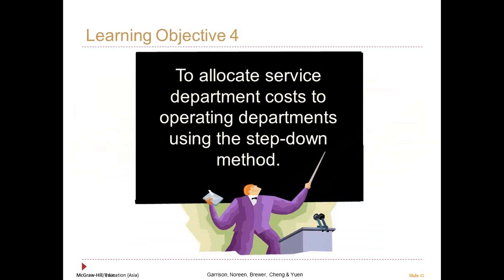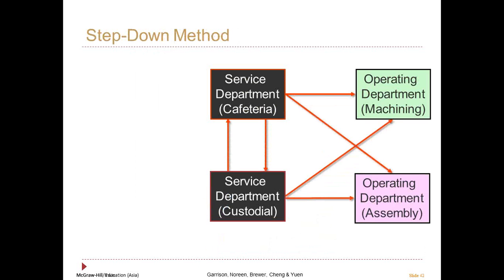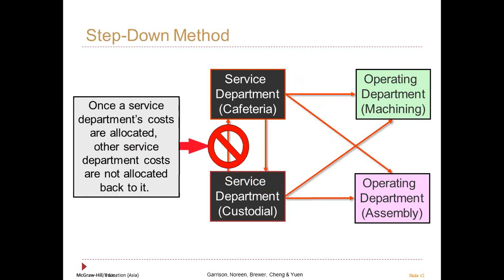Learning objective number 4. To allocate service department costs to operating departments using the step-down method. The step-down method provides for allocation of a service department's costs to other service departments as well as to operating departments. It's a sequential allocation procedure, and the sequence usually begins with the service department that provides the greatest amount of service to the other service departments. Once the service department's costs have been allocated to other departments, other service department costs are not allocated back to it.